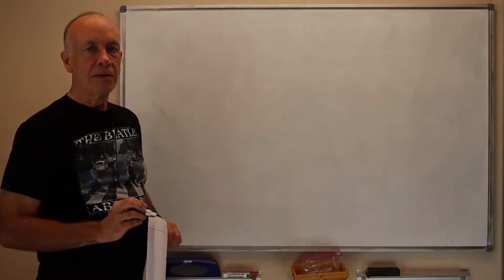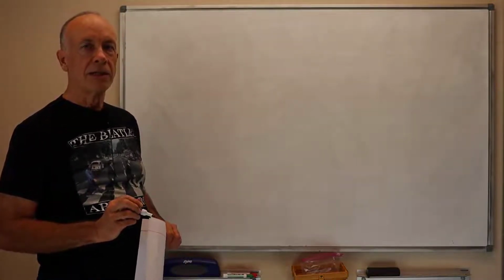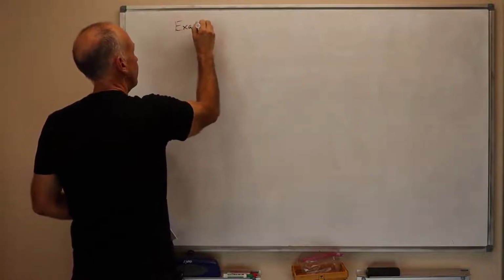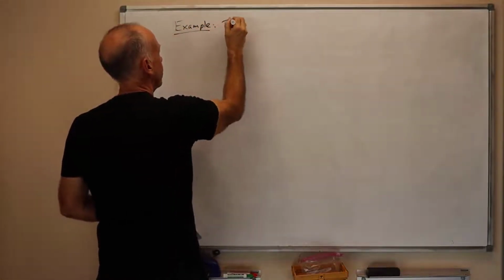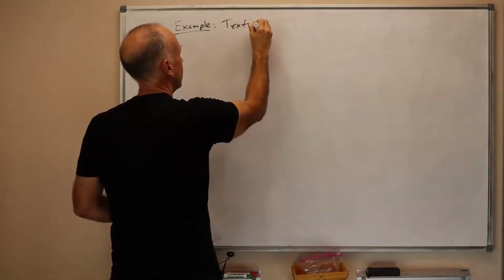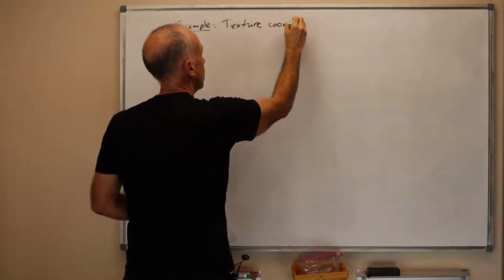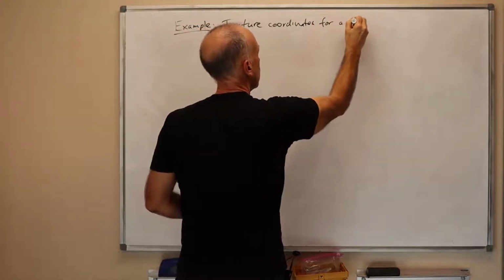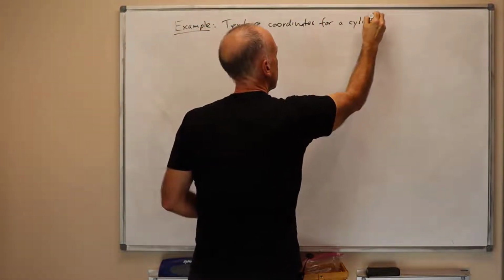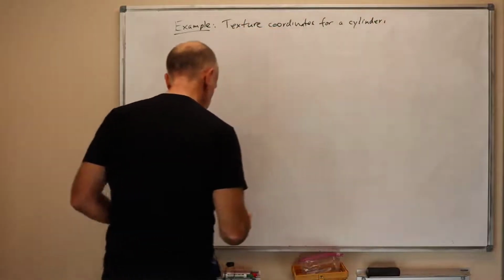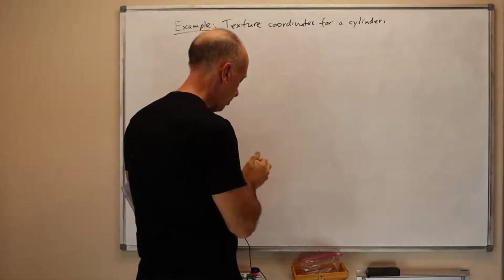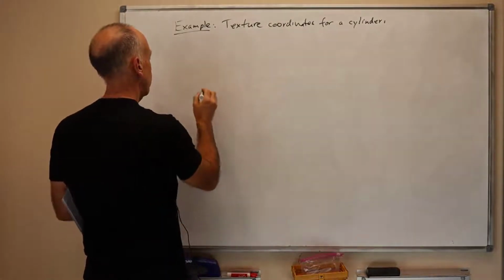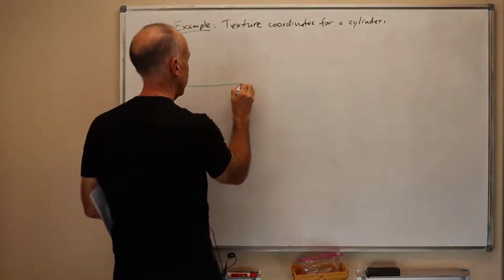Now I'd like to do an example of how to assign texture coordinates for a cylinder. Strictly speaking, I'm going to be assigning texture coordinates to the sides of a cylinder. For the cylinder, I'm going to use the canonical cylinder centered around the y-axis of radius 1 and height 2, centered at the origin.